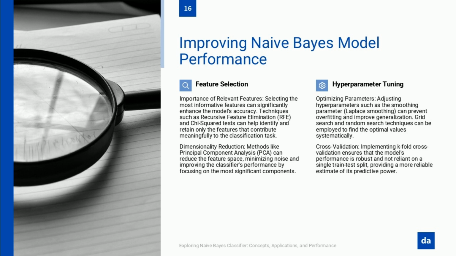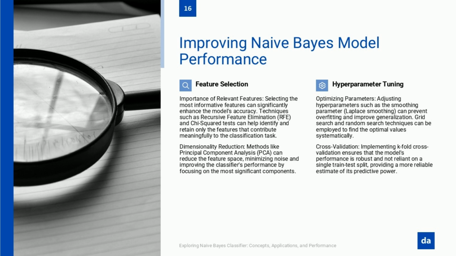Techniques like chi-squared tests or recursive feature elimination (RFE) can be used to rank features based on their importance and filter out the least useful ones. Removing irrelevant or redundant features not only improves accuracy, but also speeds up model training.